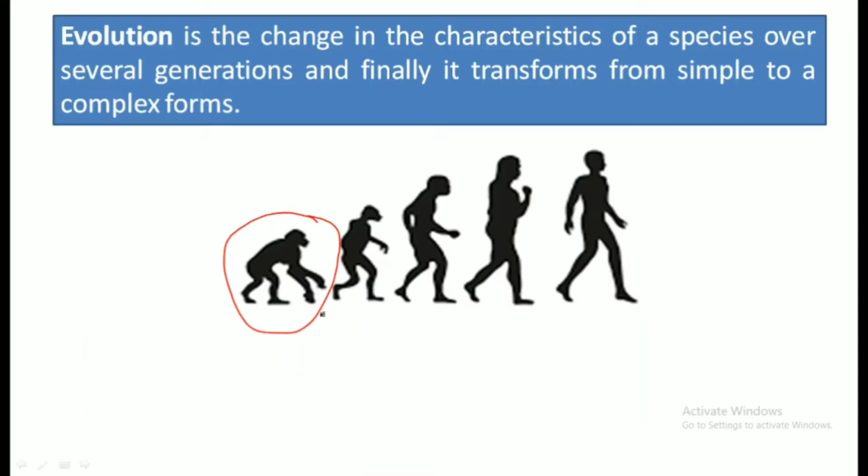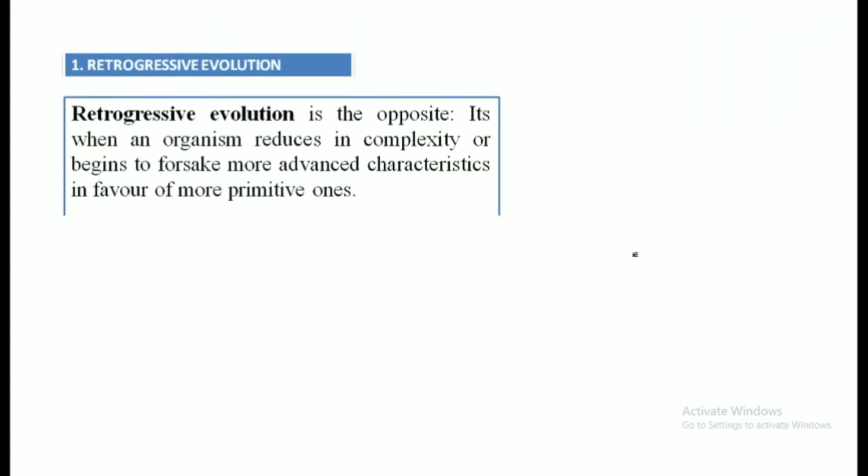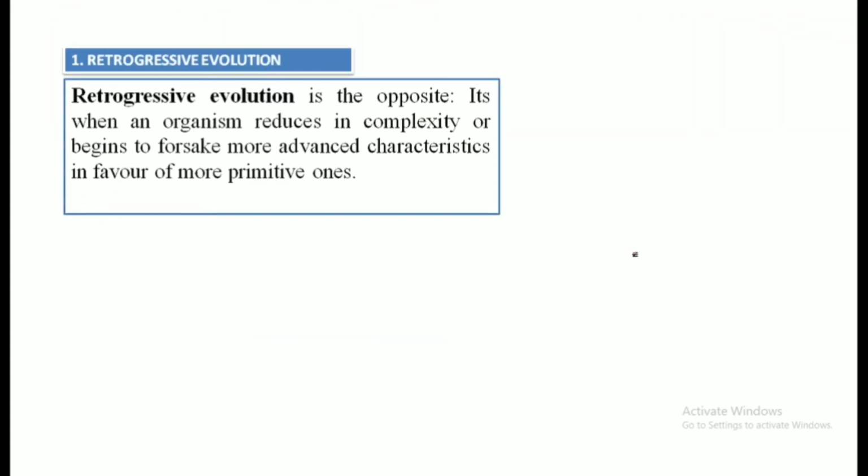So evolution basically means that it transforms from a simple to a complex form. While transforming from this simple to complex form, they change in their characteristics and gradually they develop different forms, and finally after such a long time they will convert into a very different species from the earlier one. Basically, there are four types of evolution.